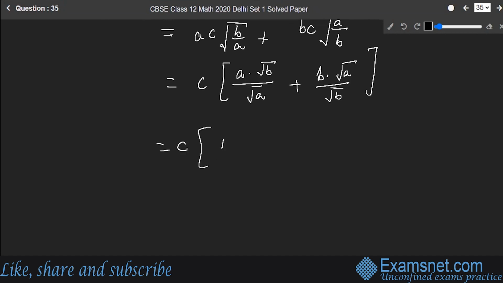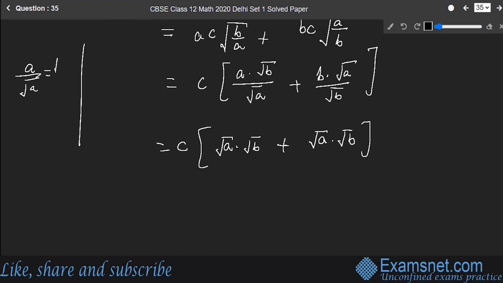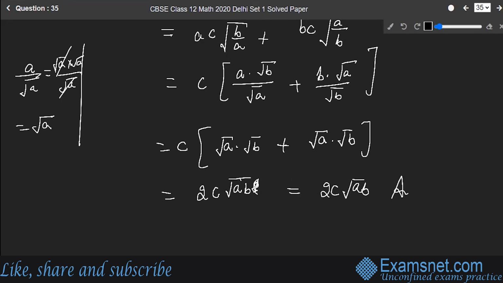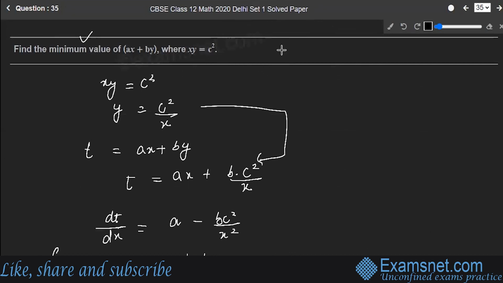This will be c into root a into root b plus root a into root b. See over here, what I'm using here is this can be written as root a into root a upon root a. So this will be equal to root a itself. So this is equal to 2c into root ab. Okay, I'll write it once again. 2c root ab. This is the answer to the question. Hope you understood that. Then let's move to the next question. So the answer to the question is 2c root of ab.